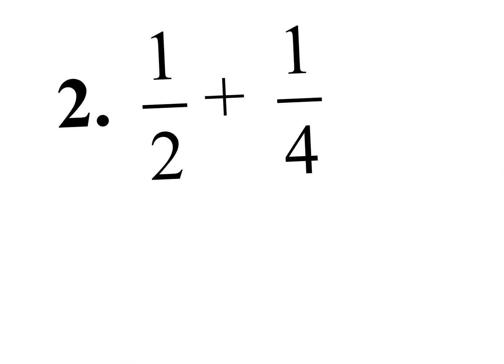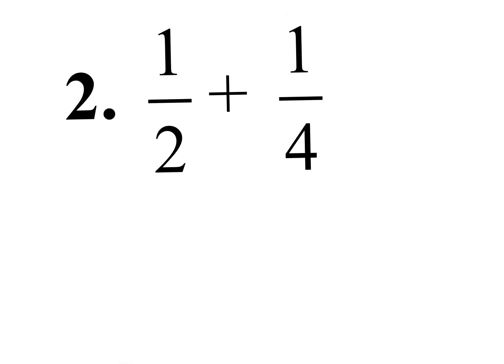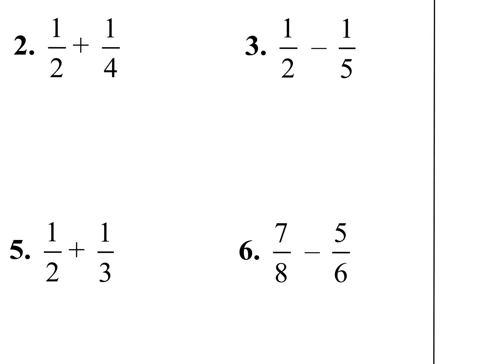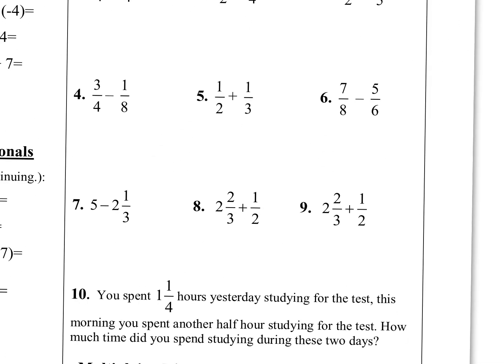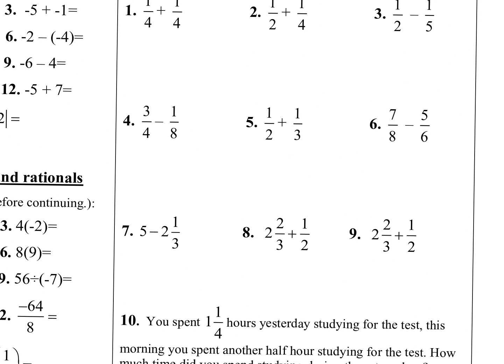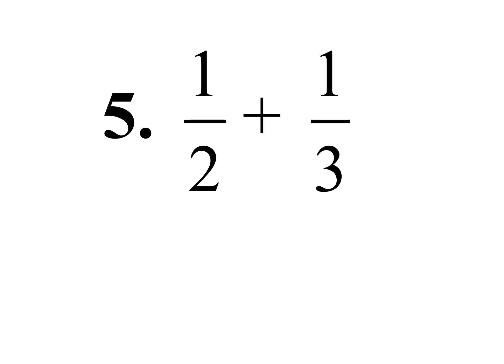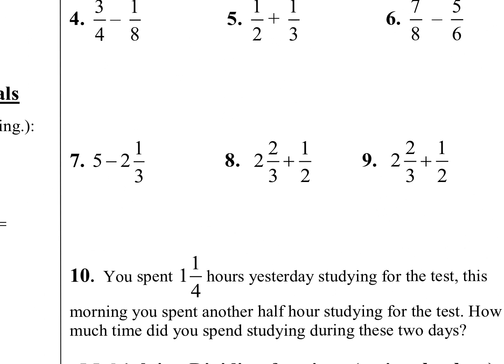What would the common denominator there be? You'd have to change them to what? To 4. The common denominator is 4. How about right here? What would the common denominator be? 10. All right. How about here? What would the common denominator be? 6. All right, cool. How about this? Let's do one of these.